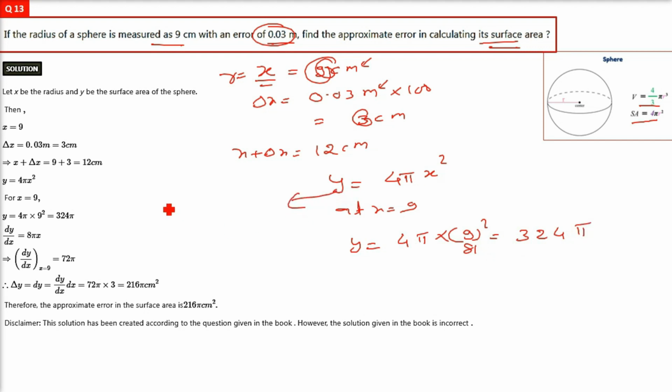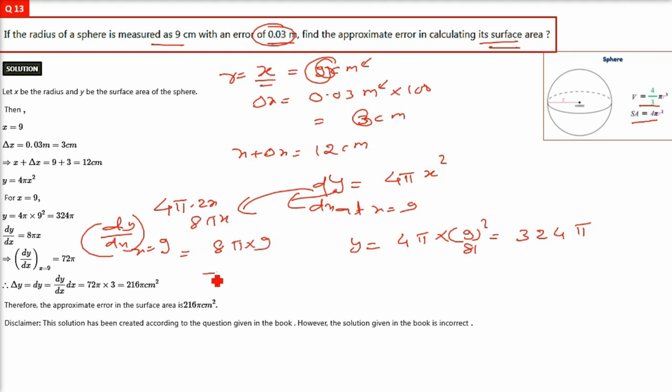Then we have the differentiation. We have to differentiate it. dy by dx will be 4 pi, and this will be 2x, so 8 pi x. dy by dx is 8 pi x. So we have to find dy by dx at x equals 9. So this is going to be 8 into pi into 9. That is going to be 72 pi.